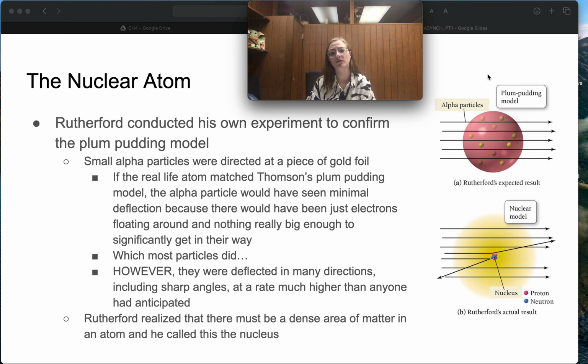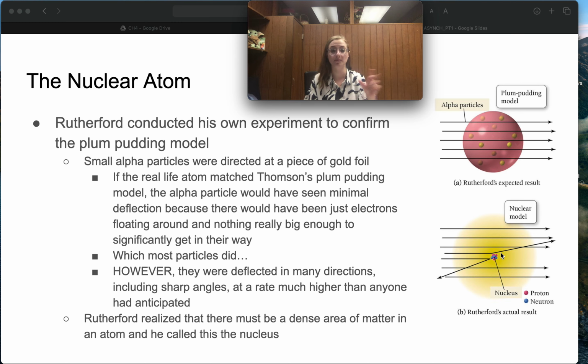So you can see in the first picture up here, if we had the expected result. So again, Rutherford thought he was going to prove the plum pudding model correct. He expected all the alpha particles basically to push through and not be interfered with. However, they were interfered with. So he said, okay, if we have the plum pudding model, there's nothing to interfere with them. However, we're seeing some sort of deflection, some sort of interference. This is more what he conceptualized an atom to look like. There must be some mass there in the center that's keeping them from passing through all the time.